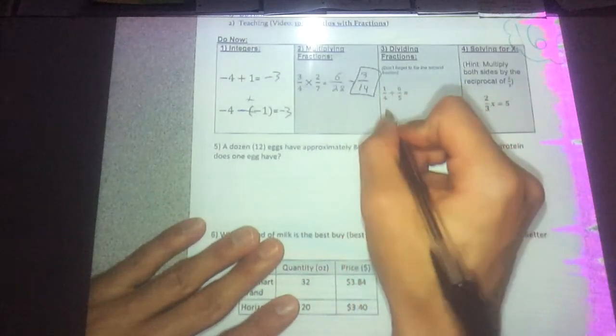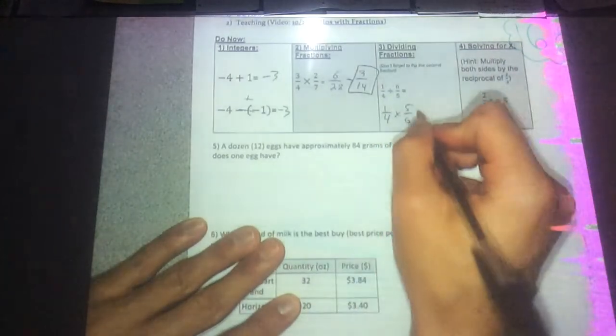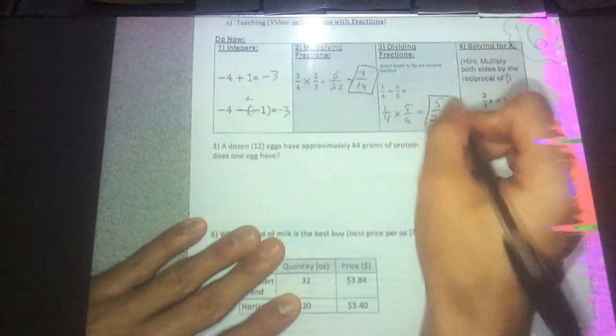1/4 divided by 6 over 5, it's going to be the same thing. You take the second fraction and flip it, which gives you 5 over 24.